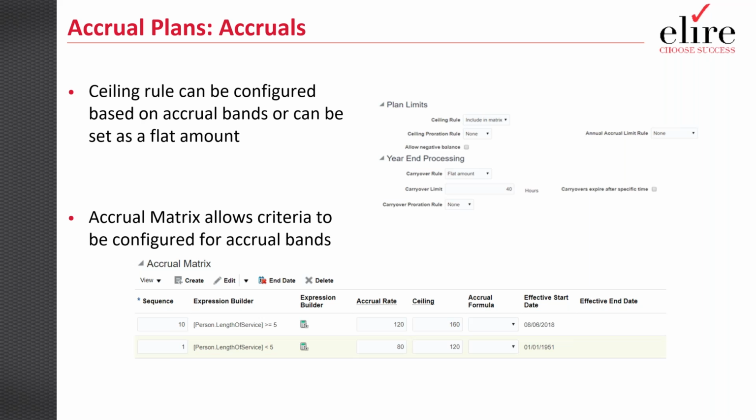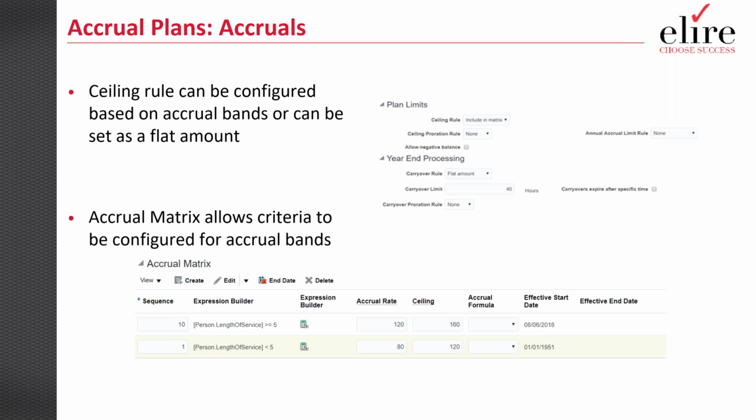Additionally, for both carryover and ceiling, for the ceiling, I've included in the example, you can include it within your accrual matrix. And so that brings us down to the bottom here. Under the accrual matrix, it gives you this little matrix that you can set up, and you can go through this expression builder, and you can see here in my example, this is just an example of different accrual bands that some companies might use. This is a derived factor, the person length of service.